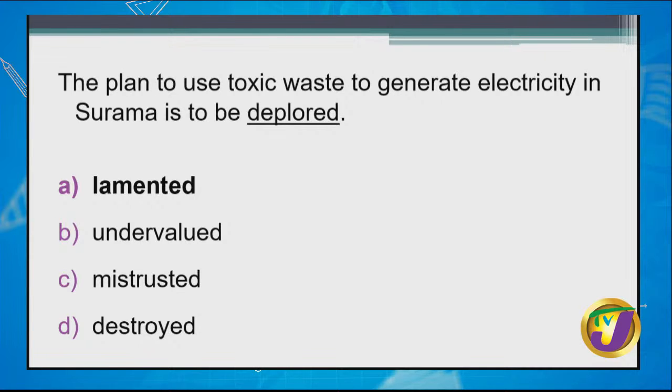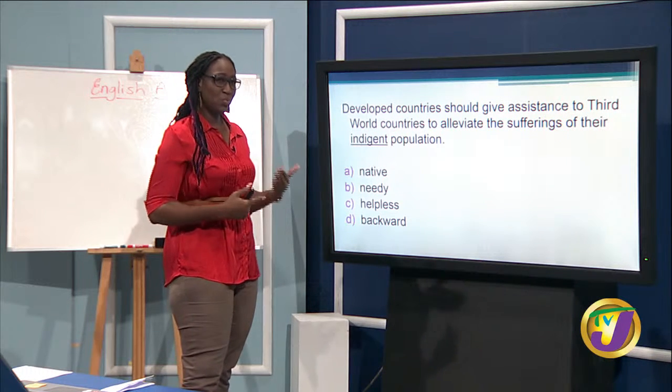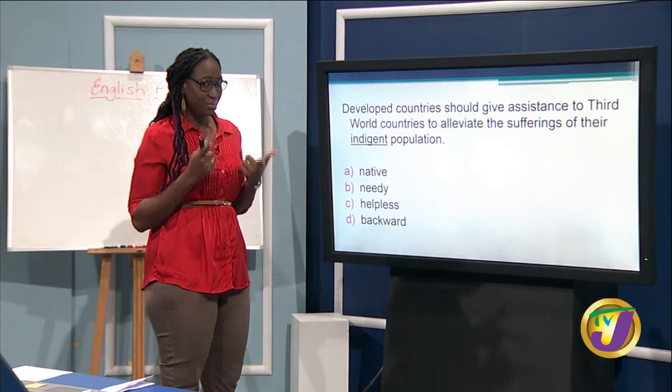All right. Our next sentence. Developed countries should give assistance to third world countries to alleviate the sufferings of their indigent population. Indigent. Please do not mix it up with indigenous. Indigent. So developed countries should give assistance to third world countries to alleviate the sufferings of their indigent population. Now we have watched various news items across the world. We know of developed and developing countries, and we know what is classified as a third world country. So that should help you to get towards understanding what indigent might mean.